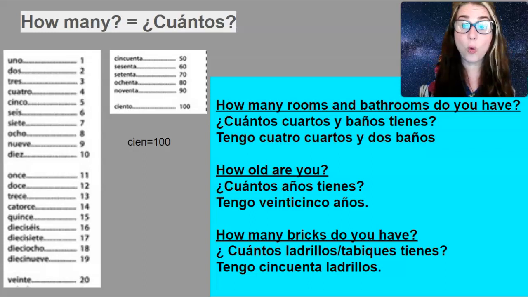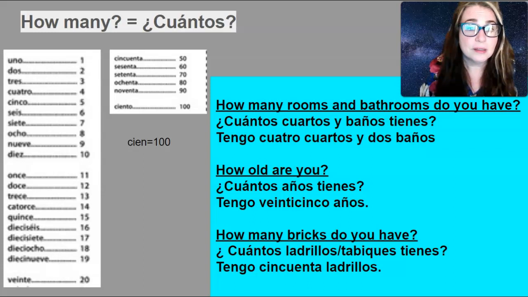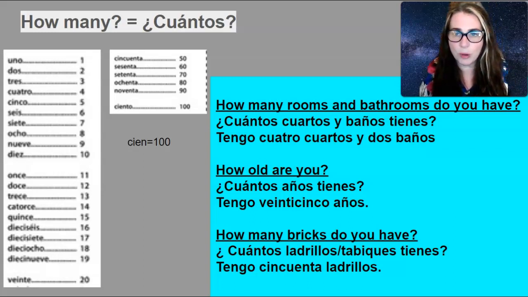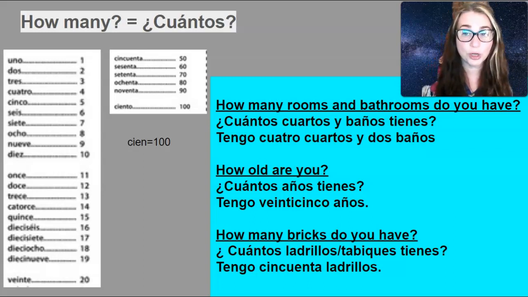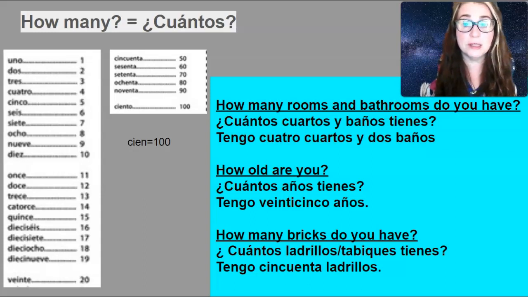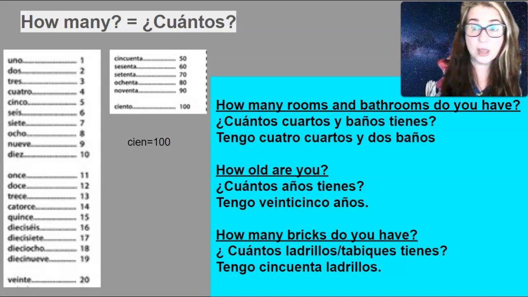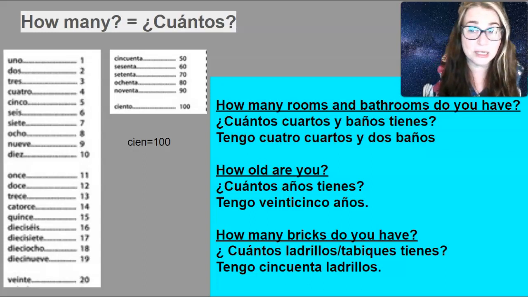50, 60, 70, 80, 90, ciento. And then there's cien that I added. What is the difference between ciento and cien? They're both 100. Well, ciento is when you're going to add to it, like 101. But cien by itself is just 100. You can remember that because of, like, there's 100 years in a century, or things like percentage.